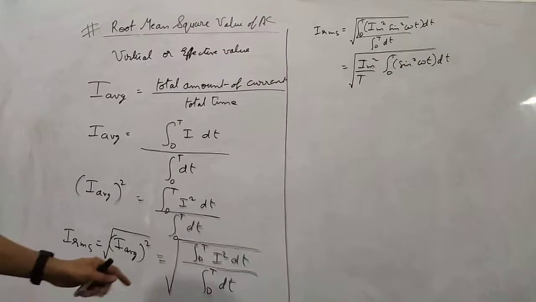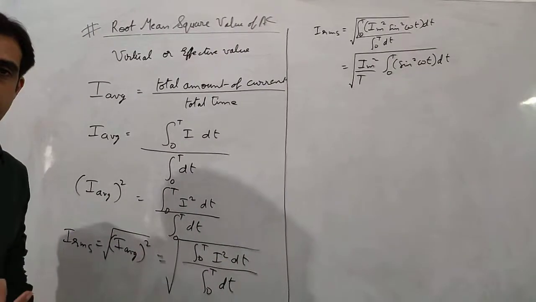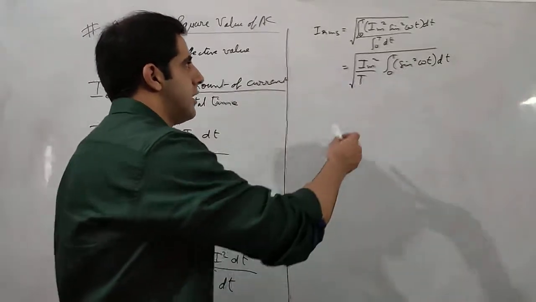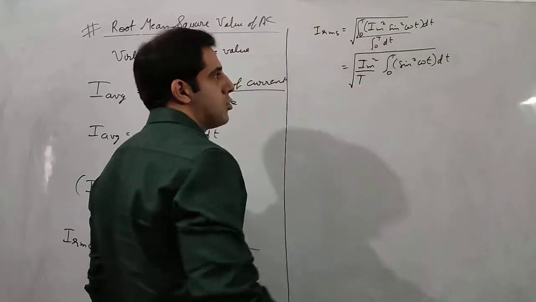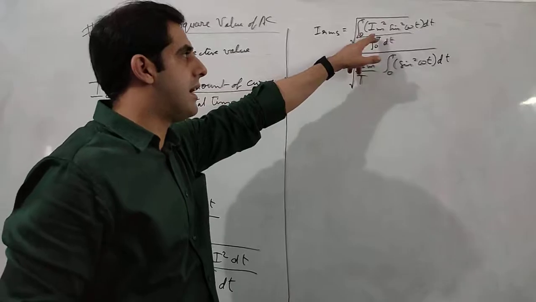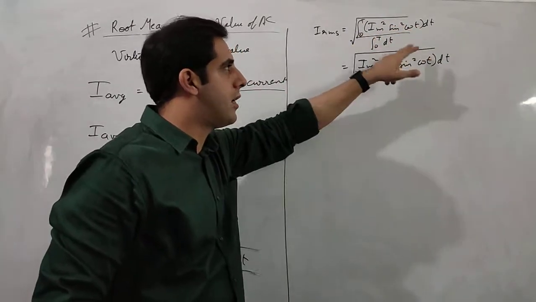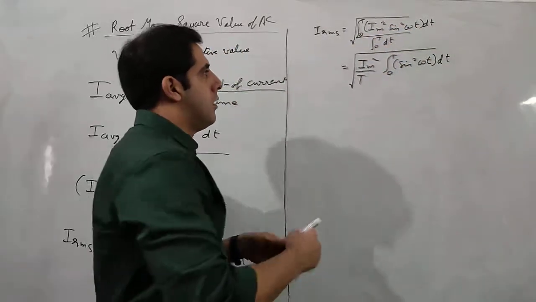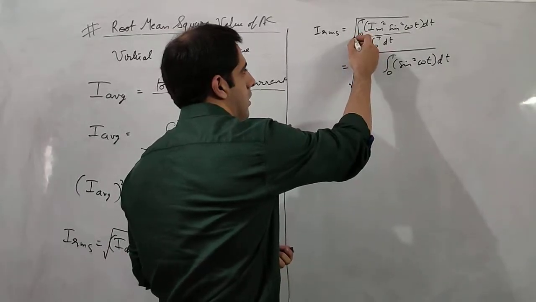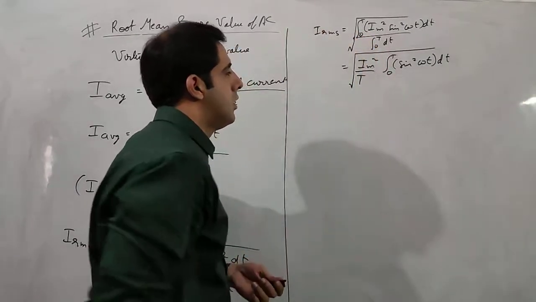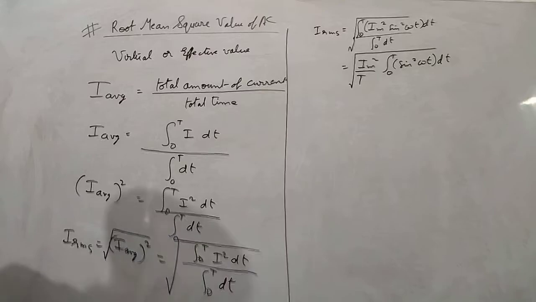So we are putting I equals Im sin omega t. We already know this. We have been using it. So here we put I equals Im sin omega t, and we will get Im squared sin squared omega t dt upon the denominator, which is also under root, integral from 0 to T of dt.